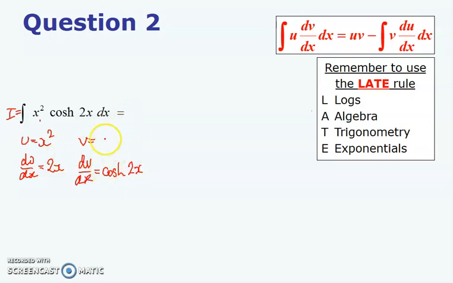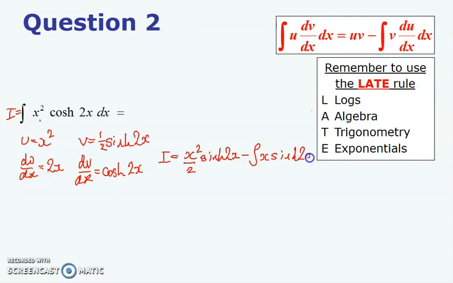when I integrate, and of course I'm integrating here, I get a half of shine 2x. Make sure you suss the difference between differentiation and integration there. And therefore my I is, well, it's uv, x squared over 2 shine 2x, minus the integral of, well, luckily a half times 2 is 1, so I can ignore that, x shine 2x dx. So obviously I've got to now integrate this, and this is by parts again.